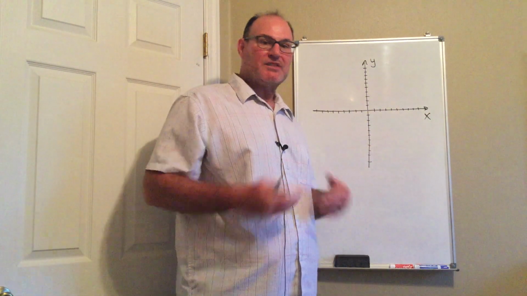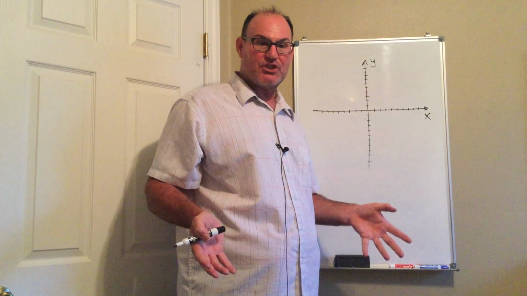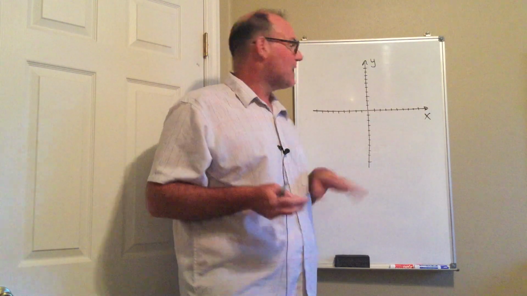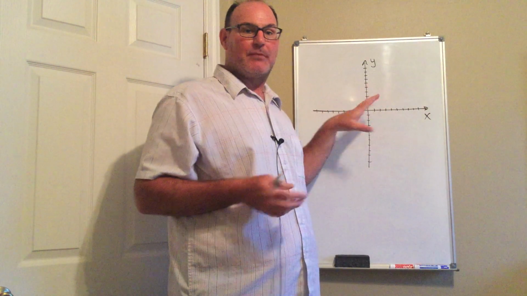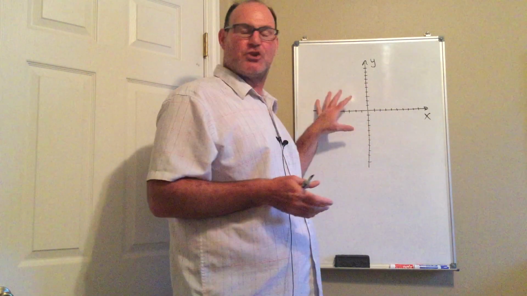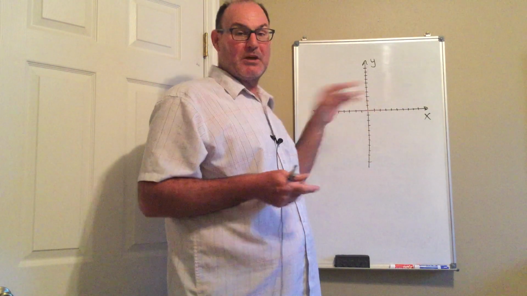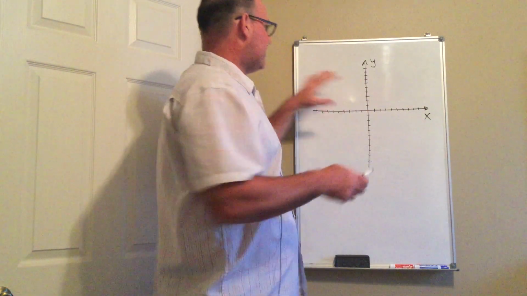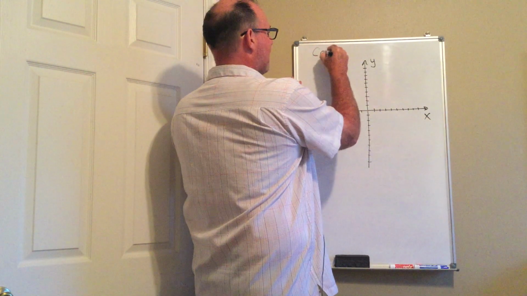Chapter 2 is all about linear equations with two variables, and we are going to graph them. So I just want to tell you some of the basic terminology of this grid right here you're going to see a lot of. This is called the Cartesian plane.